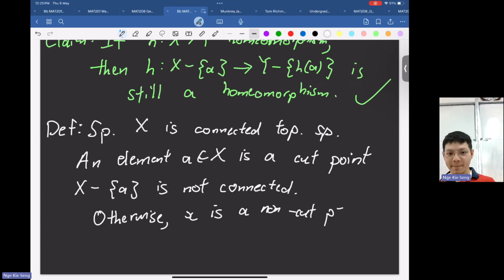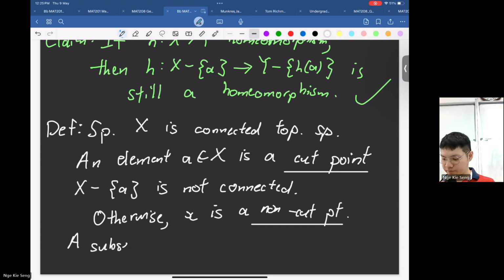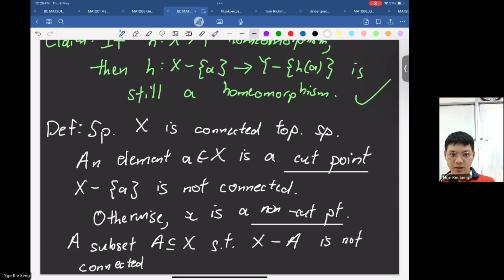So we have non-cut point, cut point, and then a subset A in X such that X minus A is not connected. Then we'll call the whole set a cut set. So I collect all the cut points together and they become a cut set.